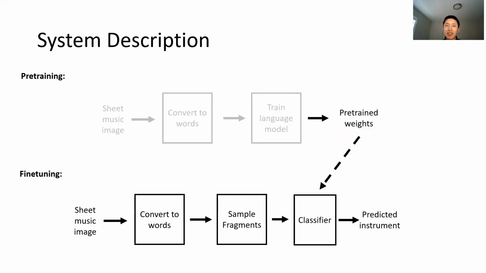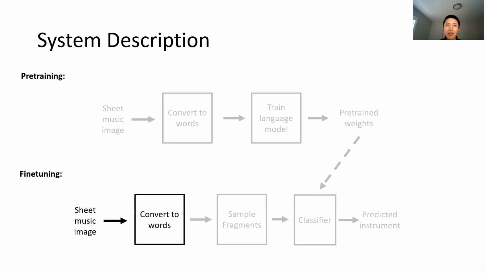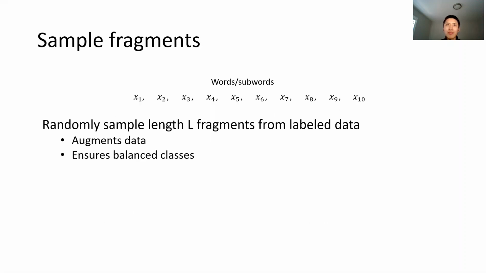The first step of fine-tuning is to convert the sheet music image to words. This is done in exactly the same way as pre-training. The second step of fine-tuning is to sample fragments from the words. In this step, we randomly sample length L fragments from the labeled data. The two benefits of this are that it allows us to significantly augment the amount of data and sample in a balanced way. Here, you can see length 5 fragments being sampled from this list of words.